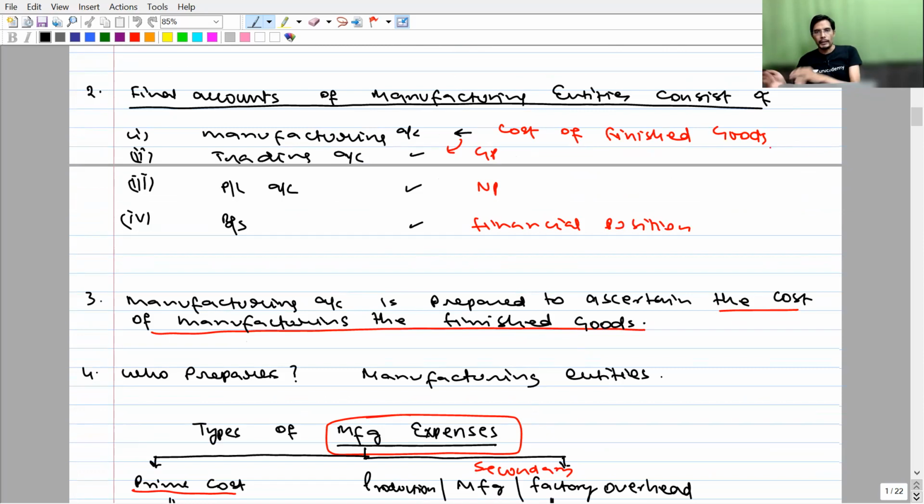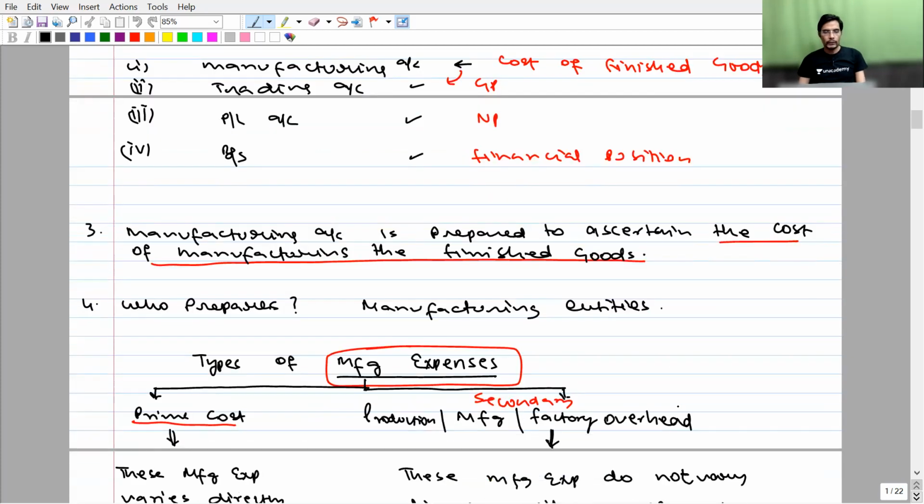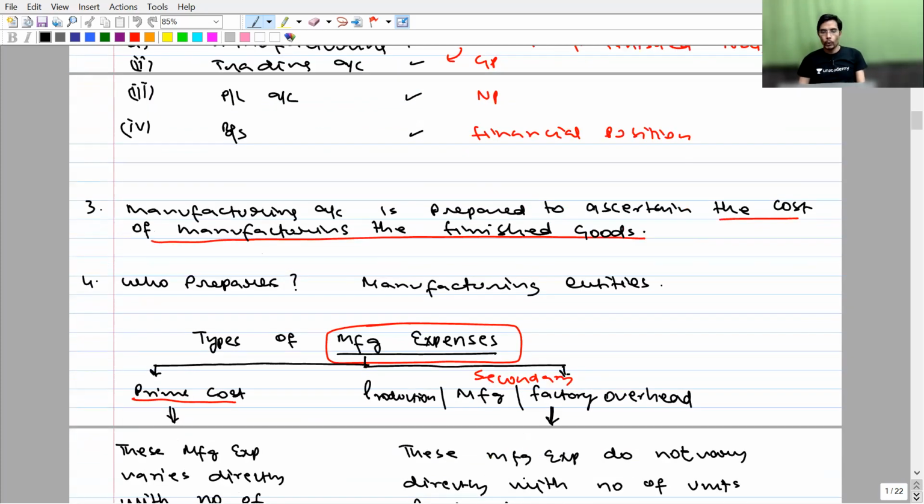Manufacturing account is prepared to ascertain the cost of finished goods. And in this topic, primarily we have to learn how manufacturing entities prepare the manufacturing account. So who prepares the manufacturing account? Manufacturing entities. Who are manufacturing entities? Those who are engaged in the business of converting the raw material into finished goods. And why is the manufacturing account prepared? To ascertain the cost of manufacturing the finished goods.